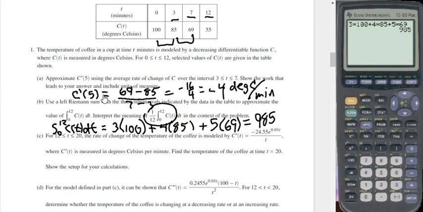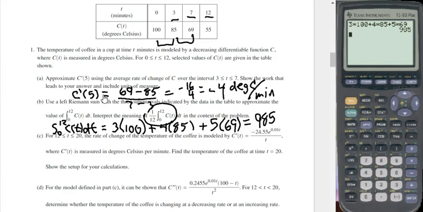I'm not going to write that on the screen there, but I'll say it once again, that you would write that definite integral down, and then the sentence, this definite integral represents the average temperature of the coffee in degrees Celsius between t equals 0 minutes and t equals 12 minutes.